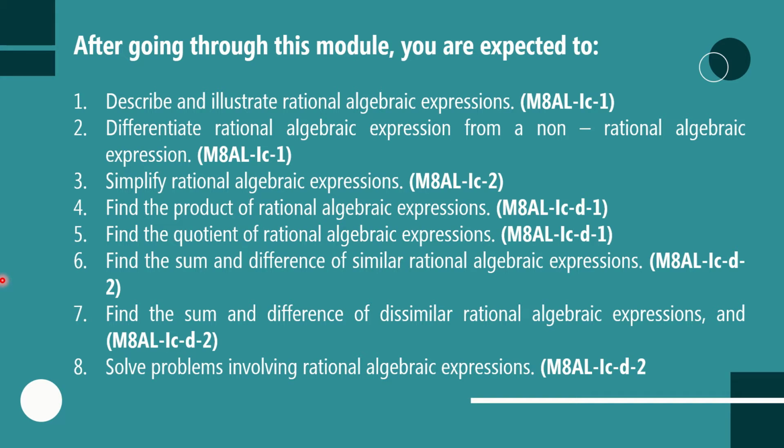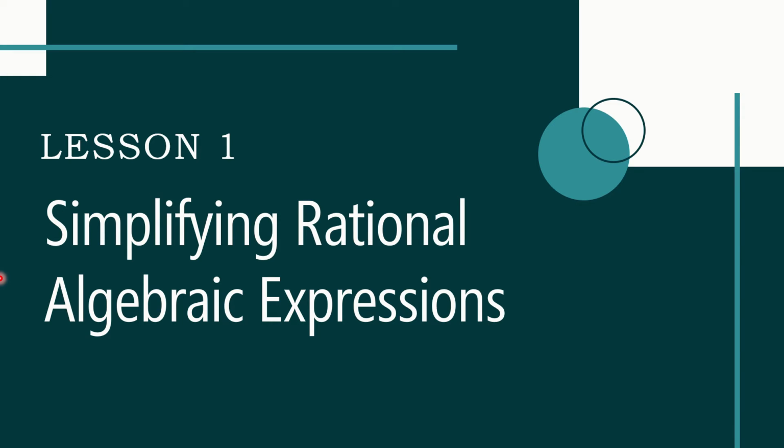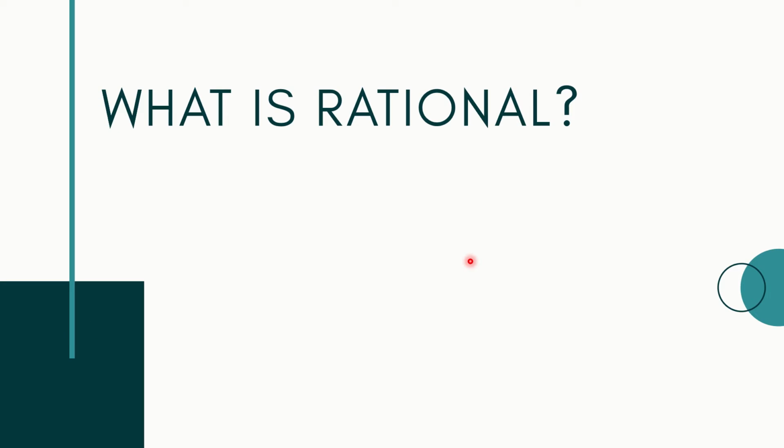So this time we will learn the topic Lesson 1 about simplifying rational algebraic expressions. First, let's define what is rational. As a human being, we tend to be rational. It means we reason out, we have many reasons.